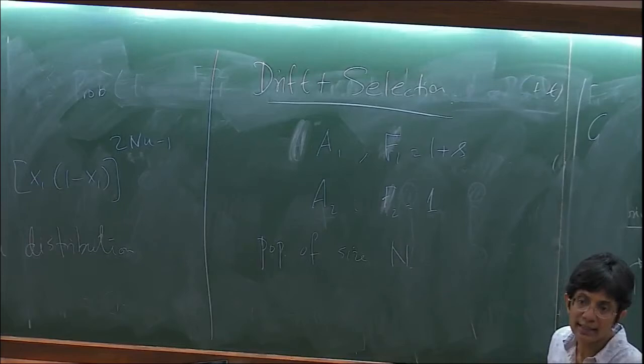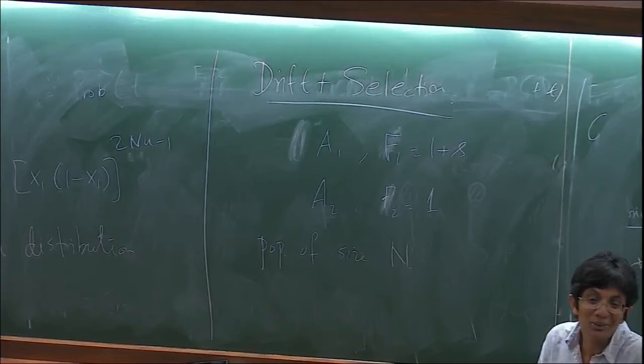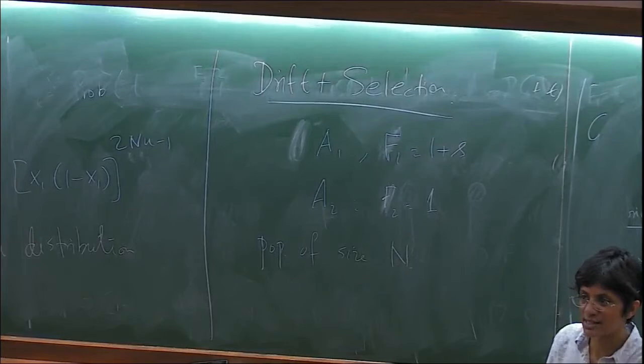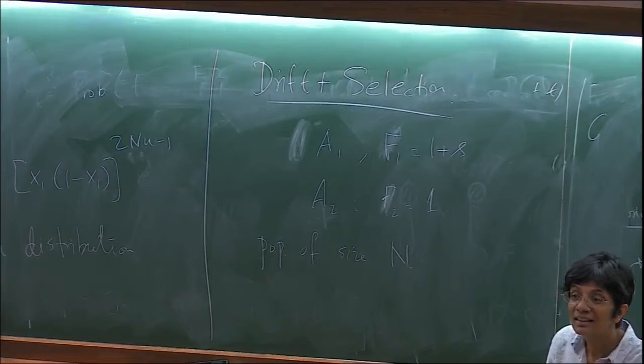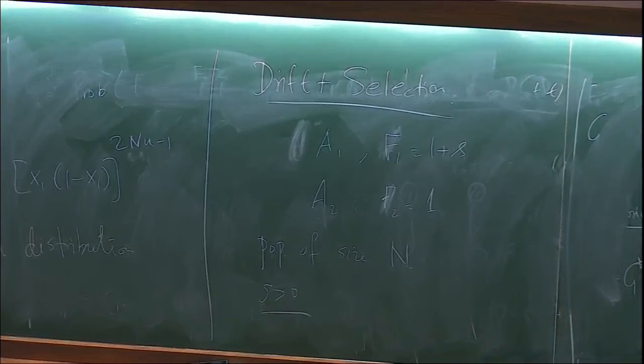What do you think will happen at large times? You tell me. What do you think will happen this time? No mutations, selection is there. Who will get fixed, A1? Suppose s is positive, so A1 is better. A1 will get fixed. So he's claiming that if I start with a set of A1 and A2, run this Wright-Fisher process, and you choose A1 with a slightly larger chance than A2, and just run this program, then everybody will become A1. Is that right? Is that what you're saying?